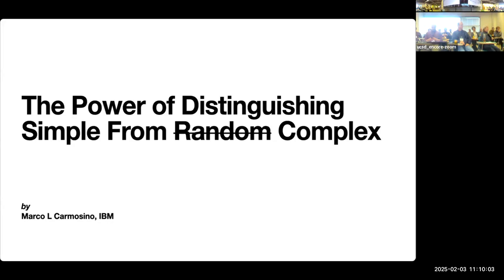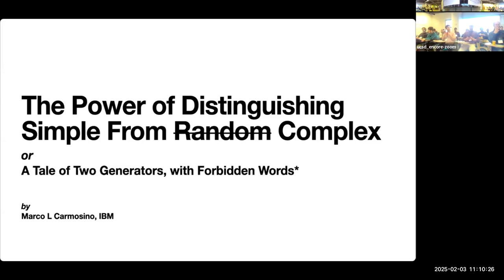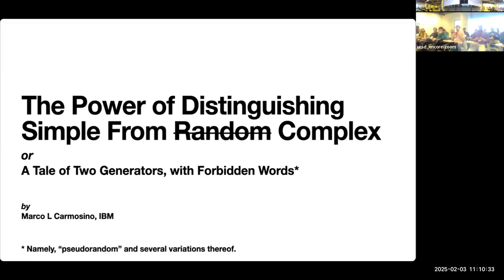Okay? Okay. So this talk is actually a compressed version of a talk that you should really watch in 2 parts, given by Valiant at the Meta Complexity Bootcamp, the power of distinguishing simple from random. That was in 2 parts. This is in only 1 part, so you can see it's already simplifying things. Or this talk is really a tale of 2 generators with some forbidden words.